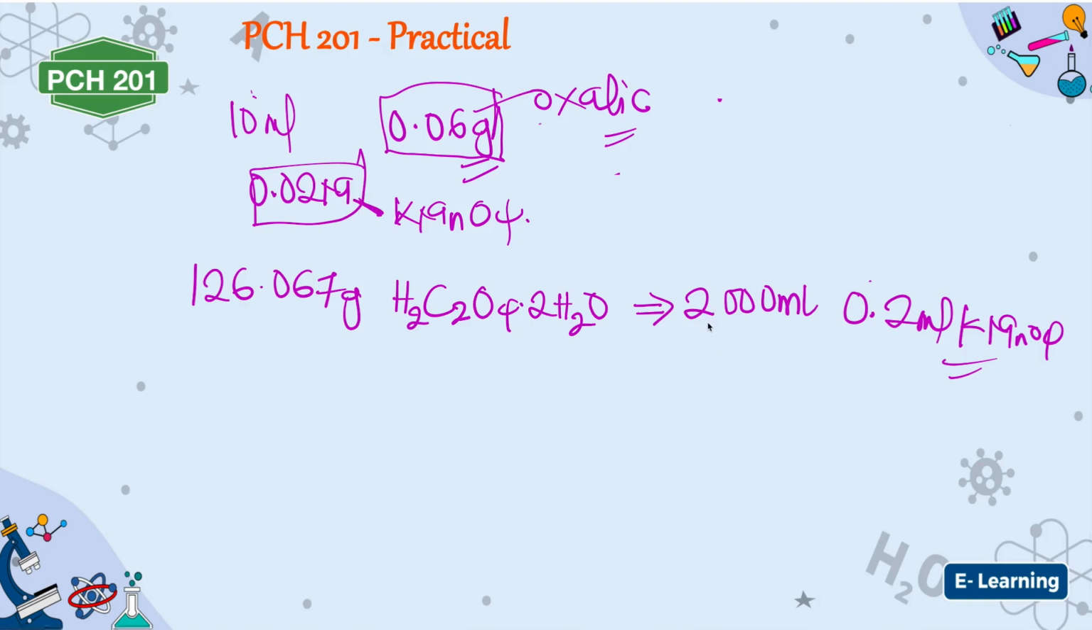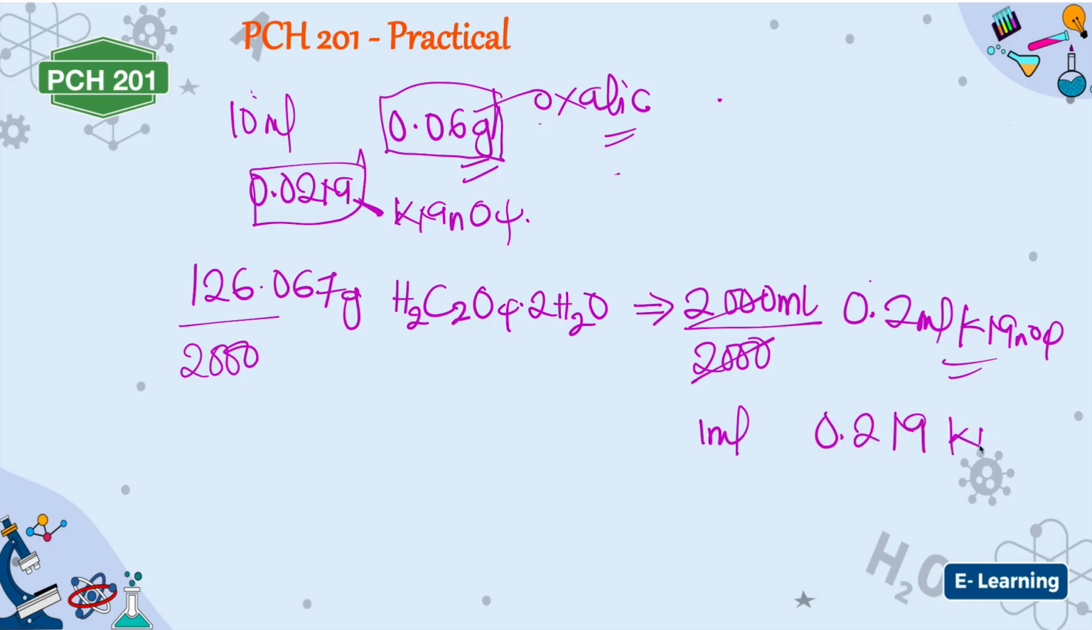How do you calculate your milliequivalent? First of all, you break this one down to 1 mL by dividing both sides by 2000. This will convert here to 1 mL of 0.02 molar KMnO4.